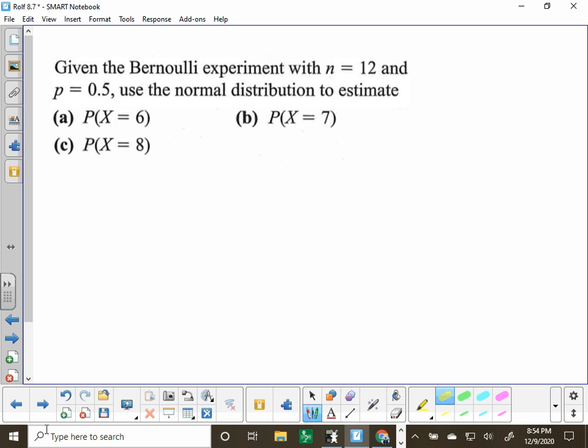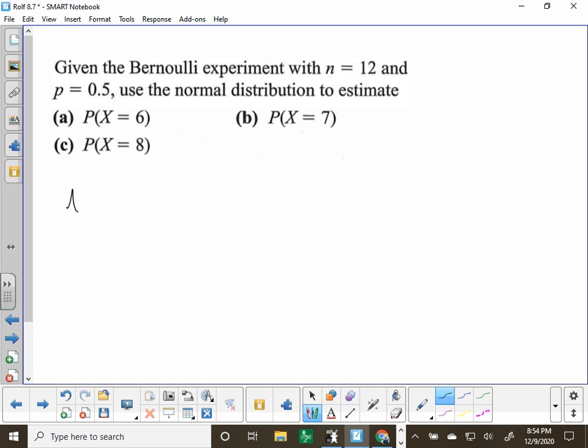So the first thing we have to do is calculate the expected value and the standard deviation. So this is given the Bernoulli experiment with n is 12 and p is 0.5, use the normal distribution to estimate. And these are all the same problems, so I'll just do one of them. I'm going to select the pen tool here. Okay, so mu is the expected value.